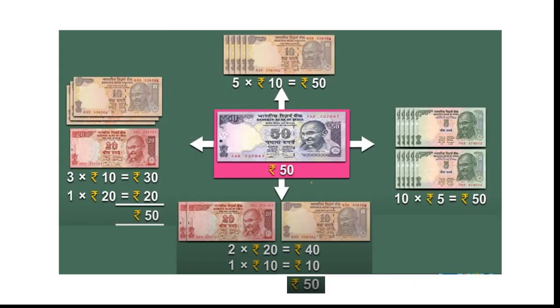So here if you want to pay rupees 50, here we have some more ways. You can see here 3 notes of rupees 10 and 1 note of rupees 20. It will be equal to rupees 50, and here you can see 2 notes of rupees 20 will be equal to rupees 40, and 1 note of rupees 10 will be equal to rupees 10. So 40 plus 10 equals rupees 50. Moving to the next page.